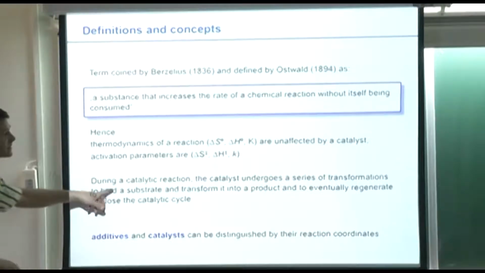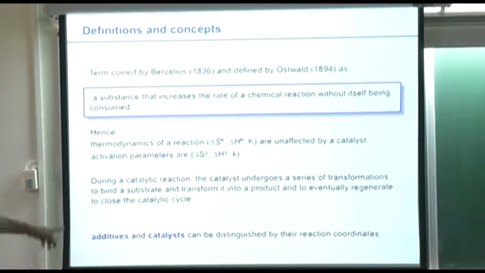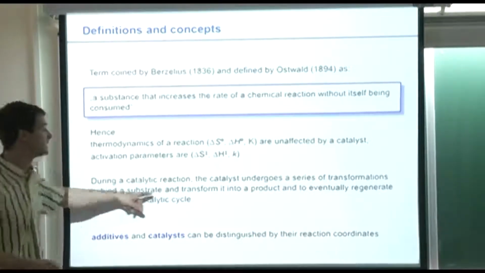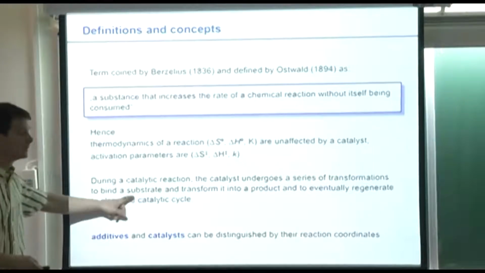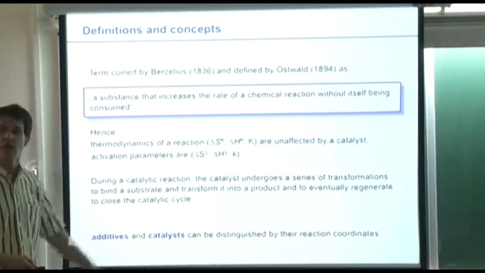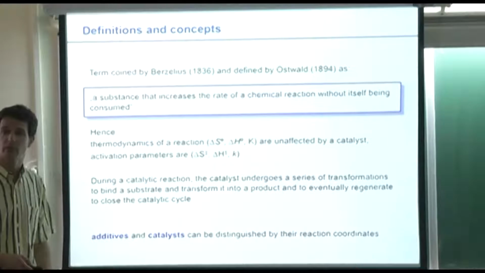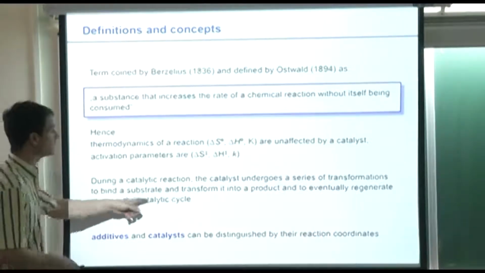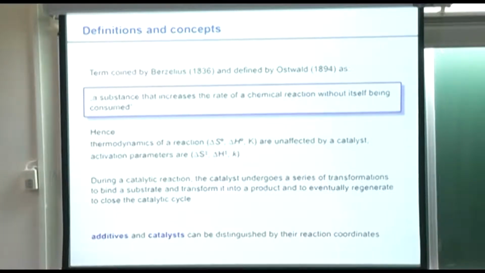During a catalytic reaction, the catalyst typically undergoes a series of transformations. So it is changing, but it is released at the end into its original form. It's not just sitting there; it gets transformed, but eventually it's released as it entered. So we have to consider two types of things, additives and catalysts. An additive has a different function than a catalyst and has different consequences.